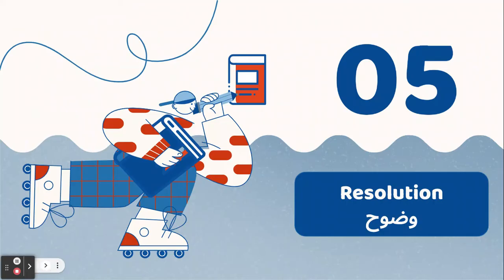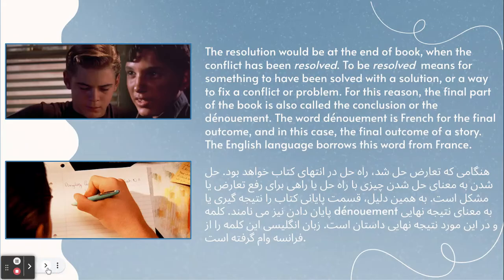And number 5, the resolution. The resolution would be at the end of the book when the conflict has been resolved. To be resolved means for something to have been solved with a solution or a way to fix a conflict or a problem. For this reason, the final part of the book is also called the conclusion, or the denouement. The word denouement is French for the final outcome, and in this case, the final outcome of a story. The English language borrows this word from France.